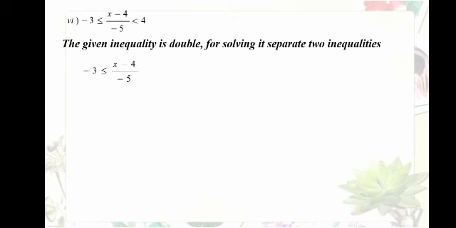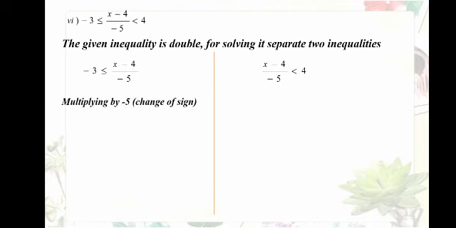First pair will be minus 3 less than equal to x minus 4 over minus 5. Second pair will be x minus 4 over minus 5 less than 4. Here you can see that in the denominator we have a negative number, so we multiply by minus 5. The rule is that whenever we multiply or divide an inequality by a negative number, the inequality sign will be changed.